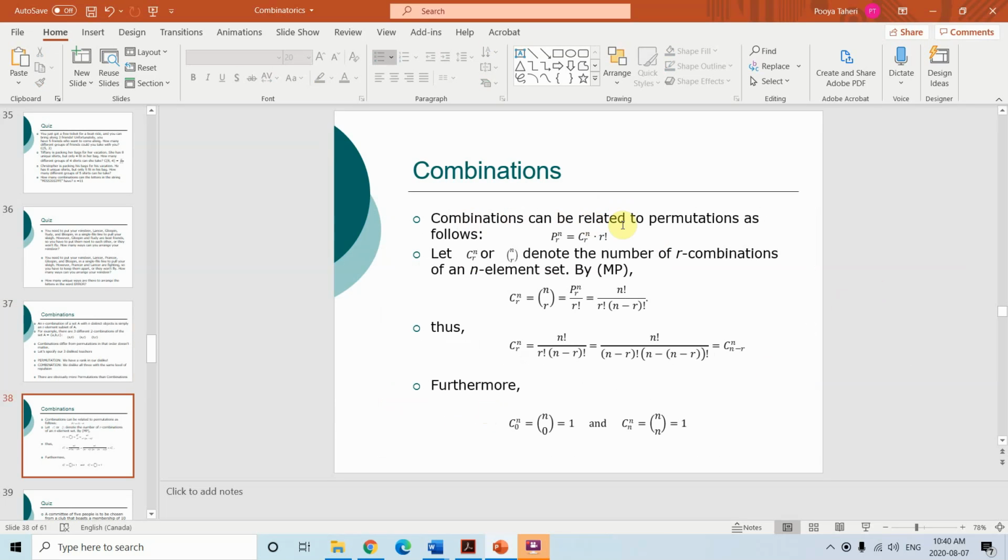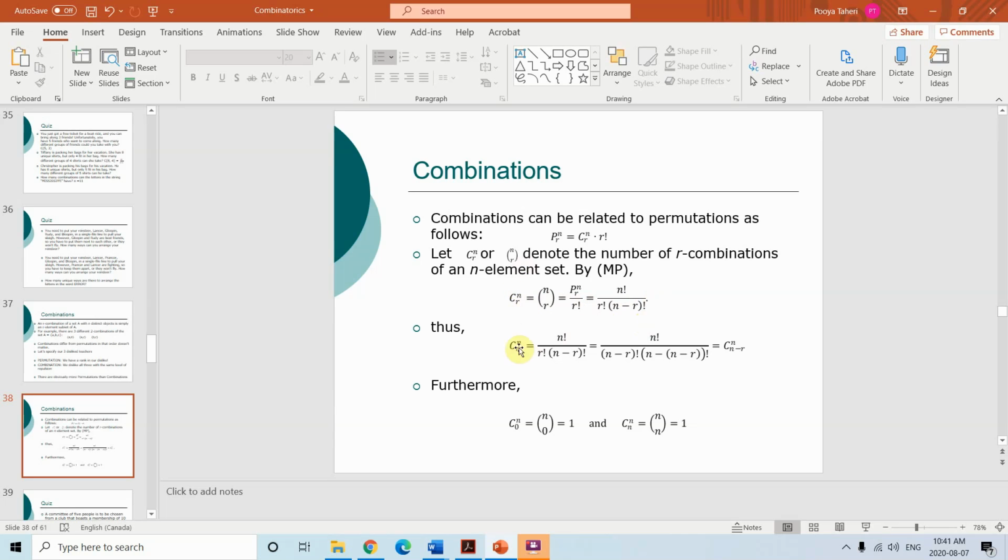As mentioned here, in any combination, we have R factorial different arrangements of the R objects that we select. So this is the relationship that we have between permutation and combination. The notation for combination can be shown like this, C of n and r, or like this, or it can also be shown as what I showed earlier, C of n and r. So this is the formula for combination.